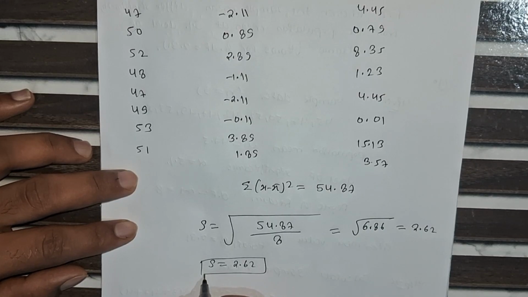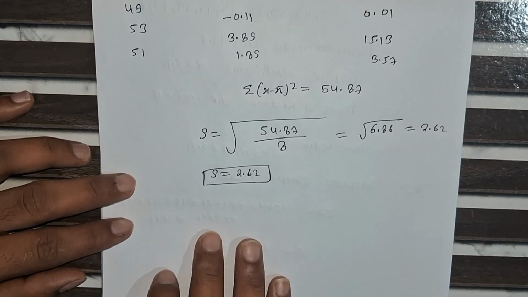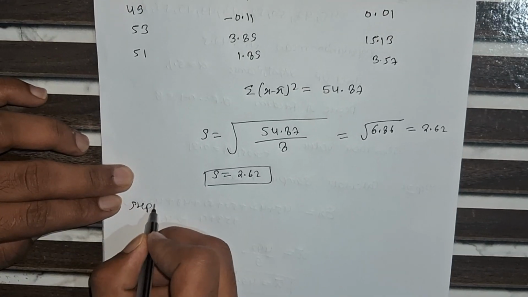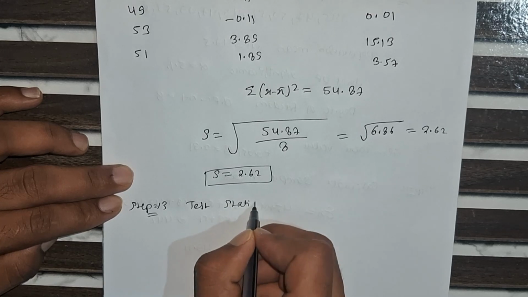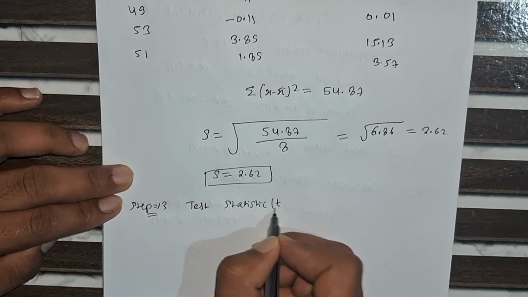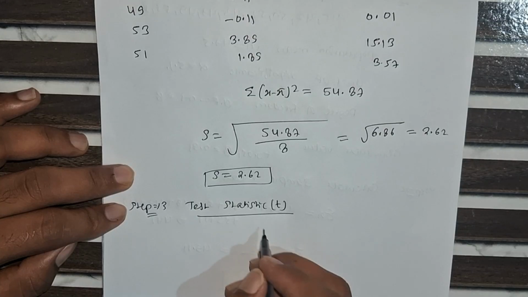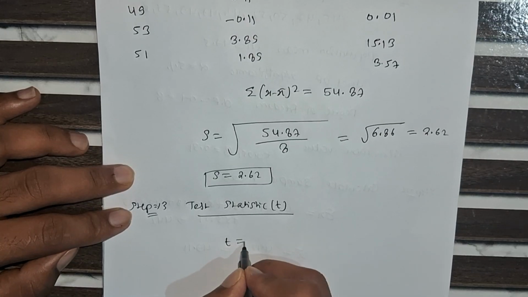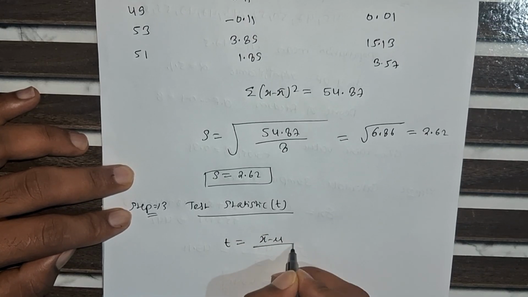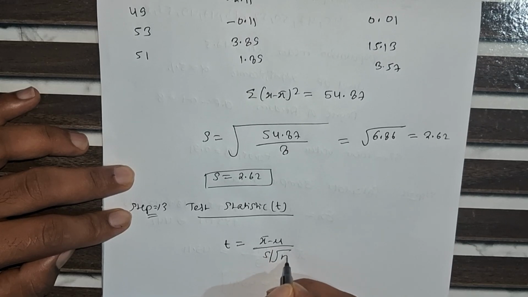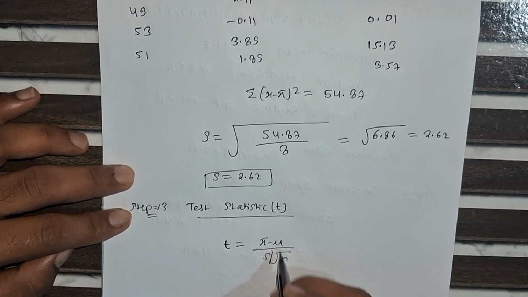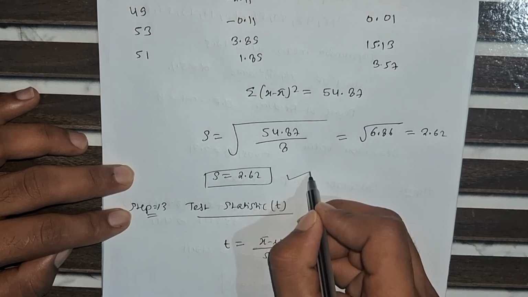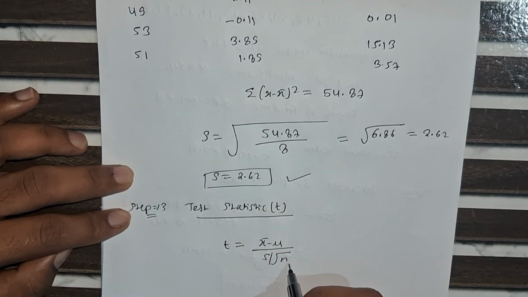Now we have to compute the test statistic, which is our third step, the test statistic, which is small t. So what is the formula of the test statistic? t equals x bar minus mu divided by s over under root n. Here x bar is the mean, which we already calculated, mu is the given mean in the question, s we already calculated, which is the standard deviation, and n is the sample size.